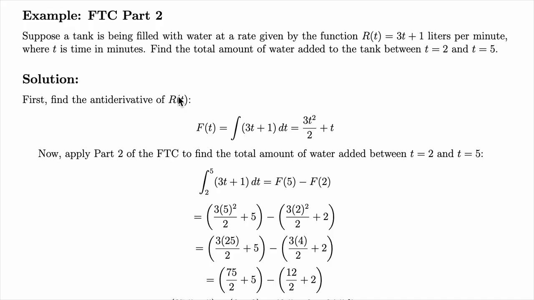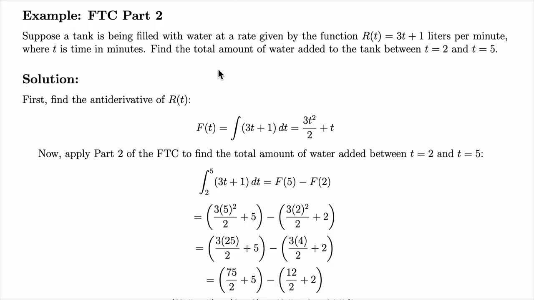In this video, we are going to look at an example of how to apply the FTC Part 2. So suppose a tank is being filled with water at a rate given by the function r of t equals 3t plus 1 liters per minute, where t is time in minutes. Find the total amount of water added to the tank between t equals 2 and t equals 5.